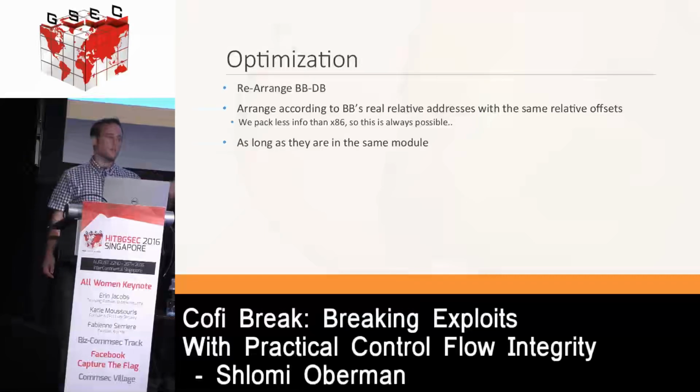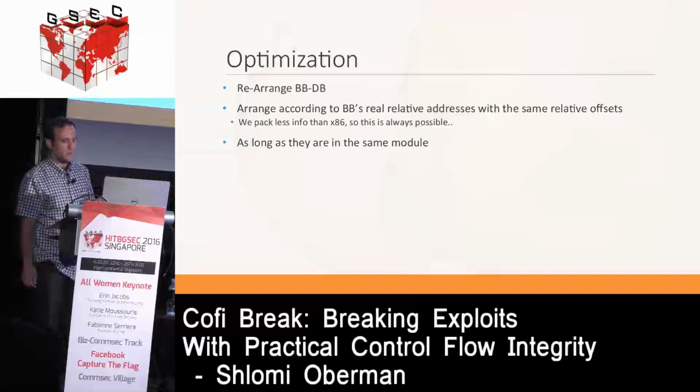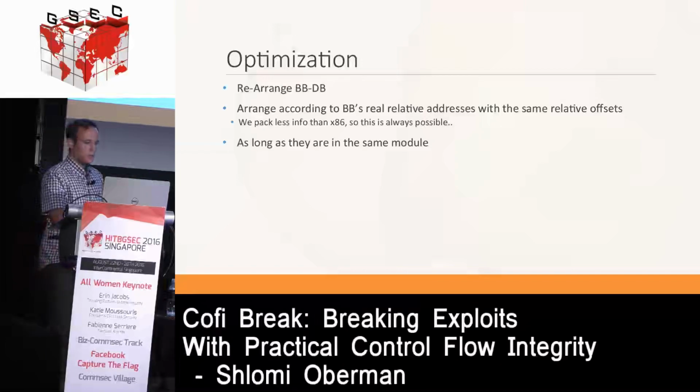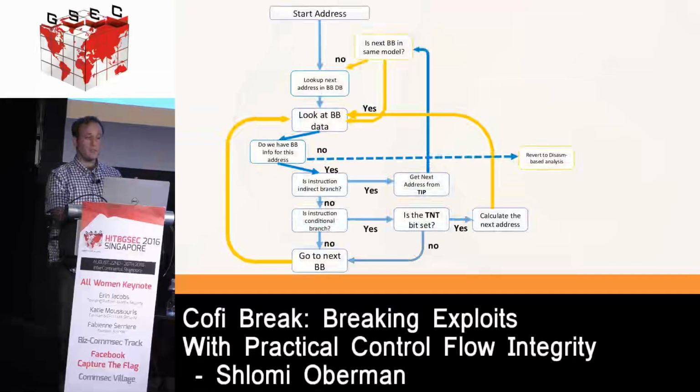So if you have a relative branch from one basic block to another basic block, we're just calculating the difference and we can find the new basic block. This is always possible since we're actually storing less information in the basic block than the original basic block itself. We're storing the branch, but we're not storing all the superfluous disassembly. And we do this as long as the basic blocks are in the same module. So for every module, we store the basic blocks in the same order and the same distance as they were before.